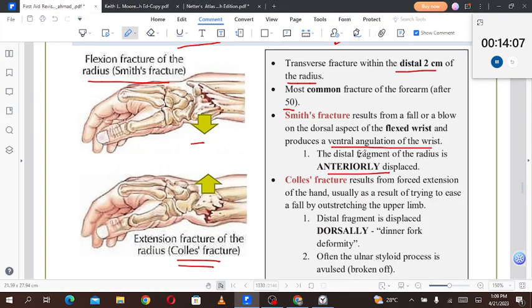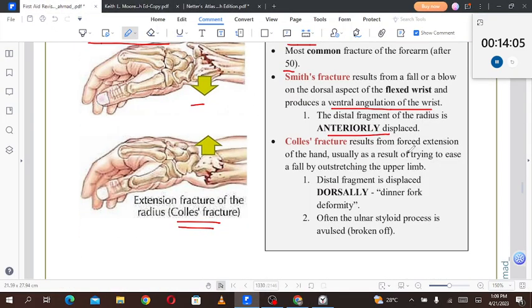So anterolaterally displaced. Then Colles fracture results from forced extension of the hand, usually as a result of trying to ease a fall by outstretching the upper arm. The distal fragment is displaced dorsally, which is called the dinner fork deformity, or the Colles fracture. Often the ulnar styloid process is avulsed or broken off as well. So the ulnar styloid process and the distal fragment of the radius are both fractured together in the Colles or dinner fork deformity.